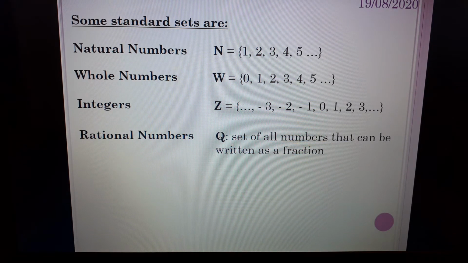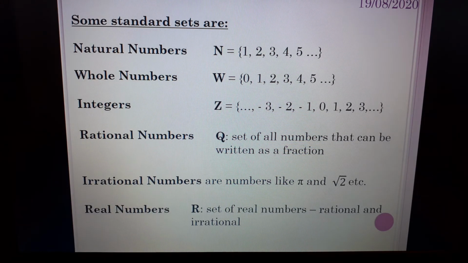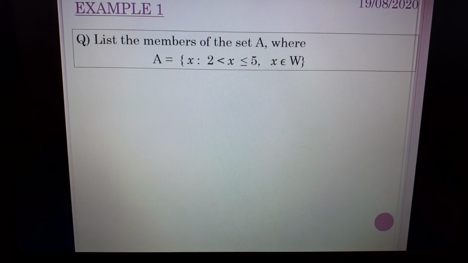It's a set of all numbers that can be written as a fraction. Irrational numbers, numbers like pi and root 2, etc. Okay, that's what those ones are. So they're irrational numbers. Okay. Real numbers, we have a letter for that again, which is the letter R. That's a very common one. That's a member of R. We quite often see that in questions, something's a member of R. A set of real numbers, rational and irrational, basically that includes everything. It's absolutely every number that's real, obviously.